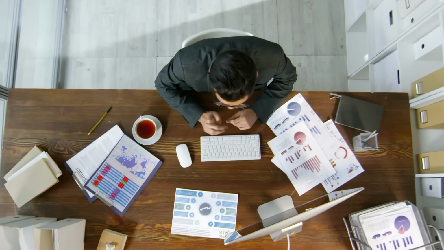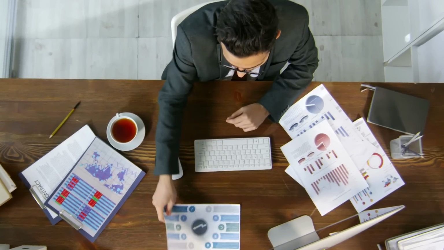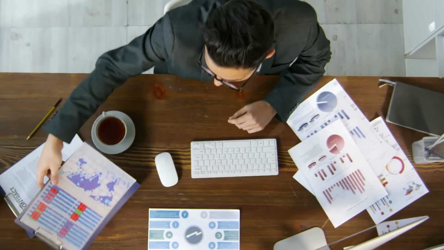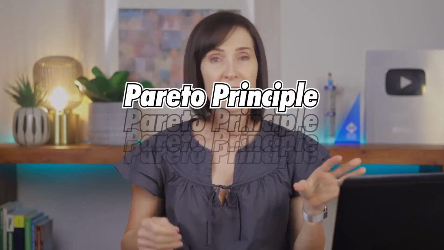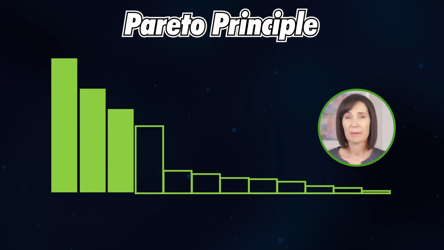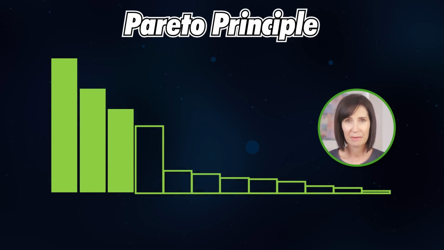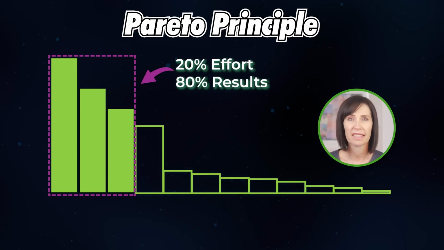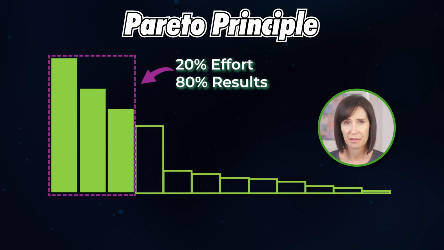Imagine you're working on a sales report trying to identify the key factors driving your revenue, but with so much data to sift through, it feels overwhelming. That's where the Pareto Principle, or the 80-20 rule as it's commonly known, comes in handy. But it can be tedious and time-consuming finding the top 20% of factors that contribute to 80% of your results.